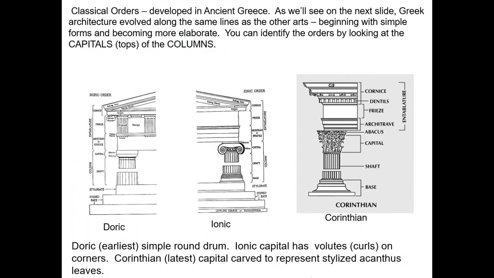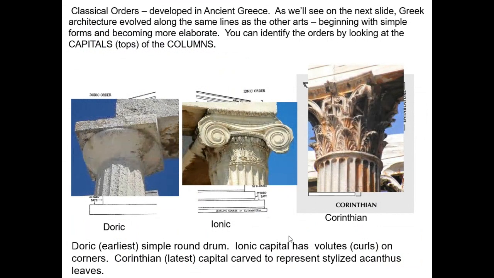You can tell these styles apart when you look at their capitals. The top of the column is the key thing to look for. So looking at the diagrams, now looking at actual ruins from ancient Greece, this is a Doric capital, a simple drum. The Ionic capital has curlicues on it, or volutes, V-O-L-U-T-E-S. And the Corinthian style is this elaborate carved element that looks like abstract leaves. These are meant to look like acanthus leaves.